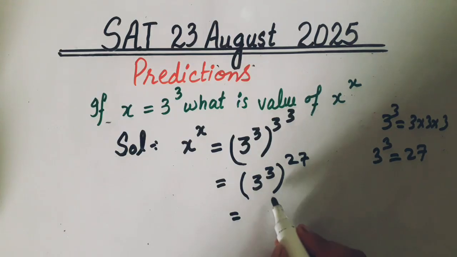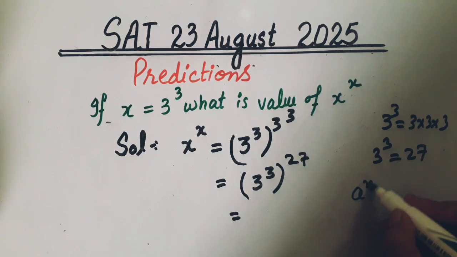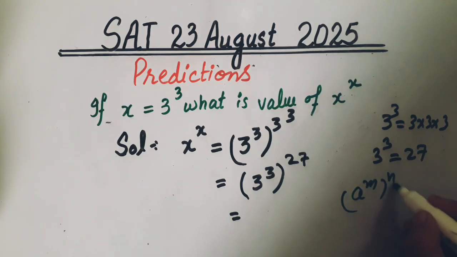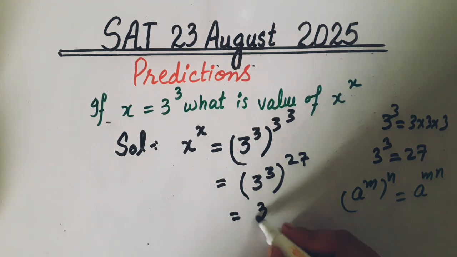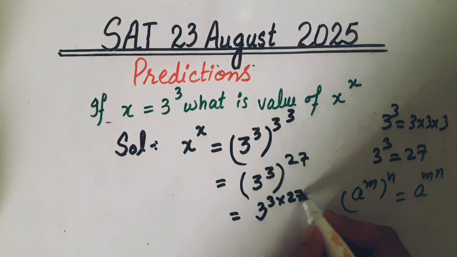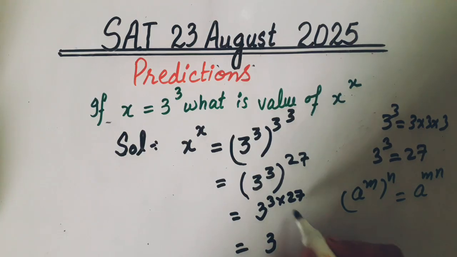Now here we apply the formula, that is a raised to power m into a raised to power n equals a raised to power mn. So in this way we will get 3 raised to power 3 multiplied 27, which implies that 3 raised to power 27 multiplied 3 is 81. So this will be the answer. Now we will solve the next question.